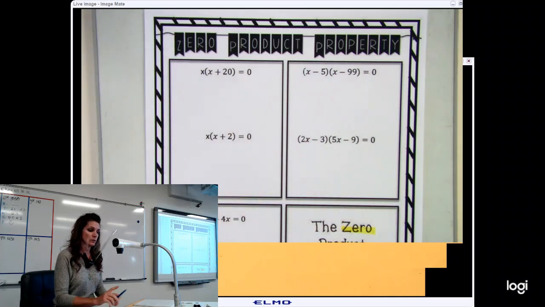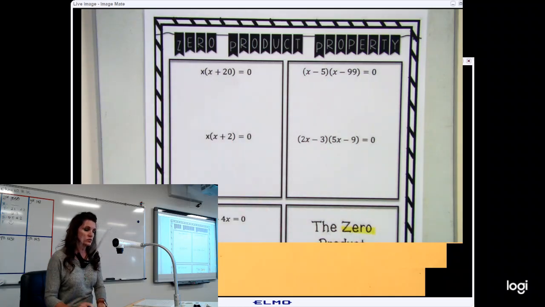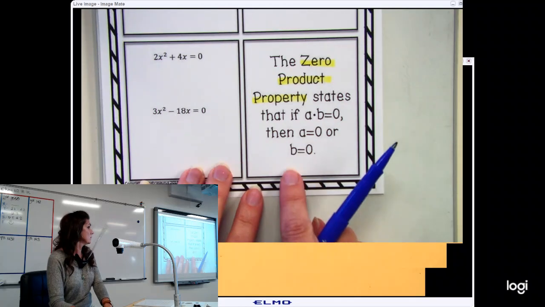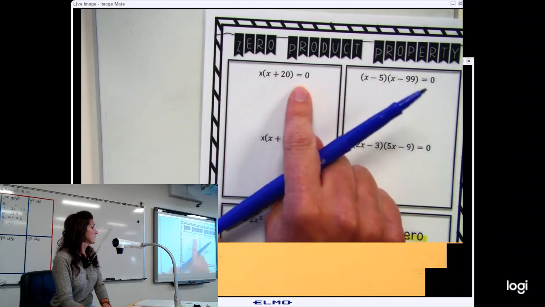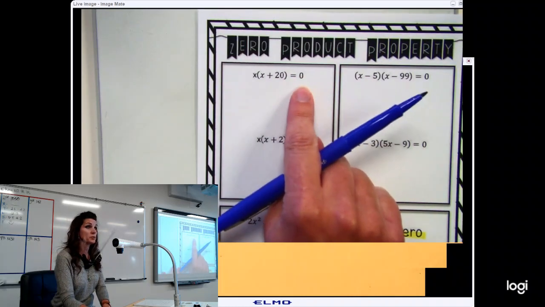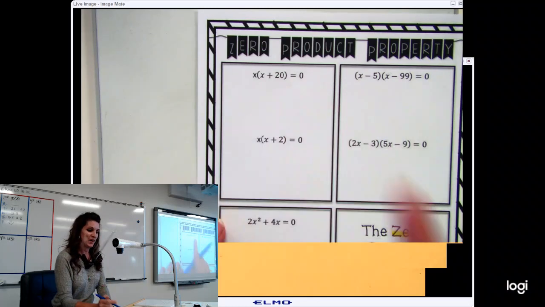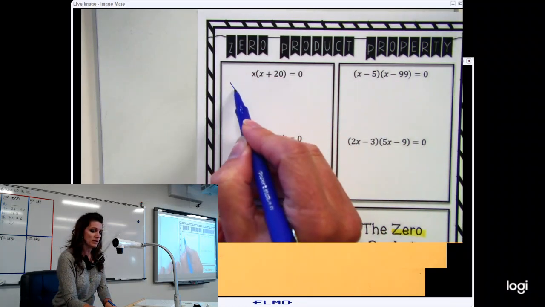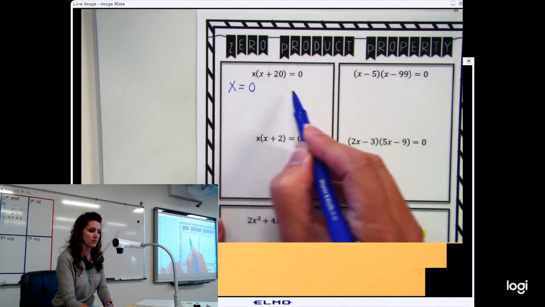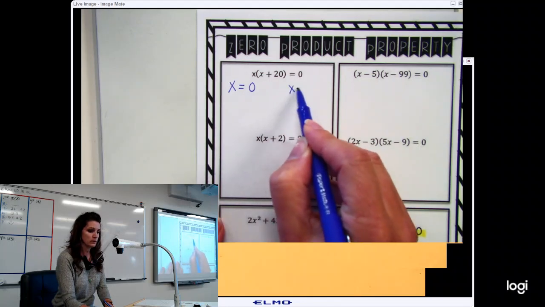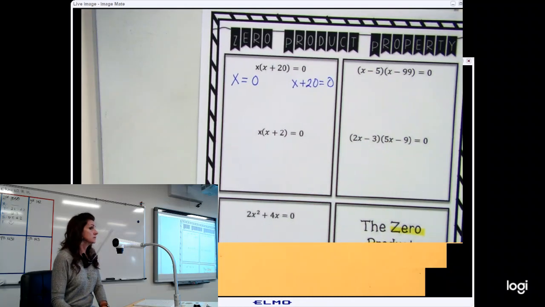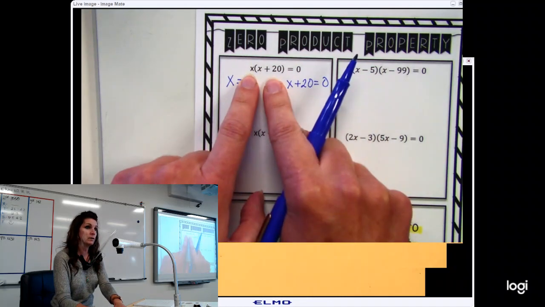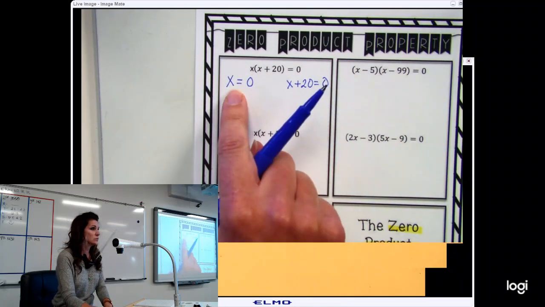Okay, because then look what happens. You guys just told me that either A is 0 or B is 0. One of them has to be 0 for this equal 0 thing to be true, right? All right. So you just told me that either x has to equal 0 or x plus 20 has to equal 0. Is that my A and my B right there? Mm-hmm. All right. This one's already solved.